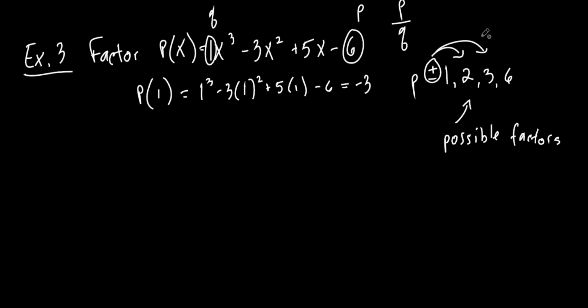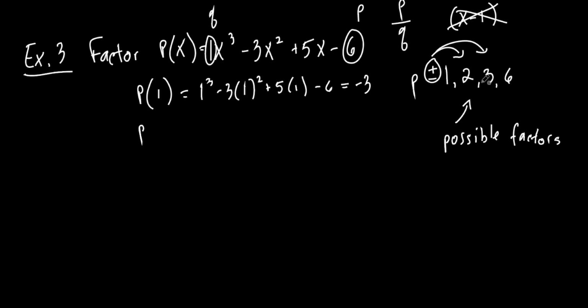So is x minus 1 a potential factor? No, it's not, because 1 doesn't work. So what's the next one you're going to try? Well, let's try negative 1. You could try 2. You could try 6. You could try 3. Doesn't matter.